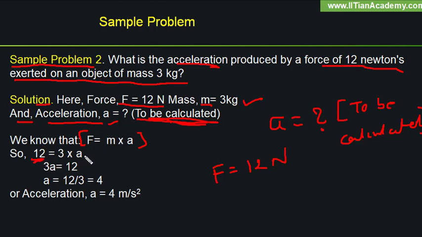So this is the equation. 12 is equal to 3 into a. So 3a is equal to 12, so a is equal to 12 by 3, which is 4. And what is the unit? 4 meter per second square.